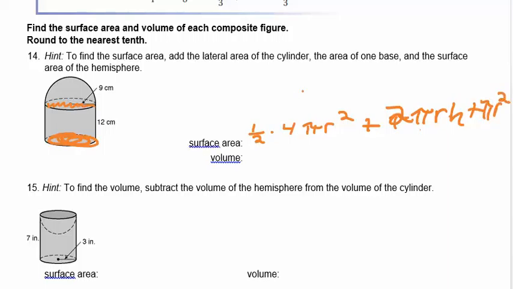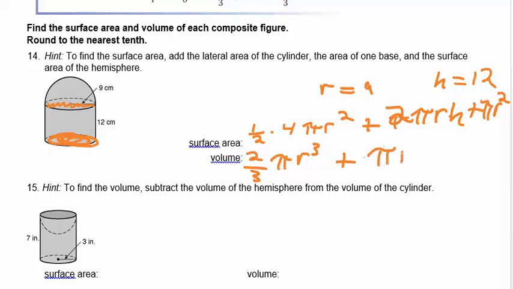So if you plug in that r is equal to 9, and for h you would need 12, if you plug that into this formula, you will get the surface area. For volume, you are going to add the volume of the hemisphere, which is 1/2 of 4/3, so that's 2/3 pi r cubed. That's the hemisphere on top. Plus the volume of the cylinder is the area of the base, which is pi r squared times height. And r is 9 and h is 12. So that will give you your volume.